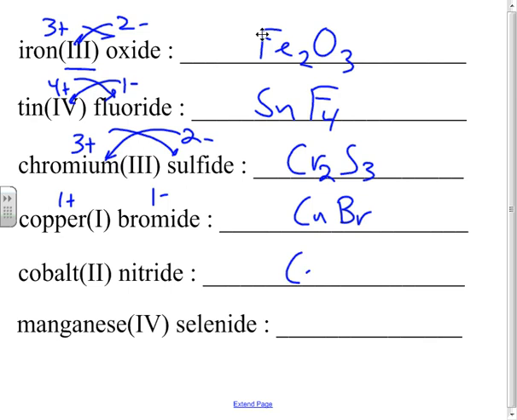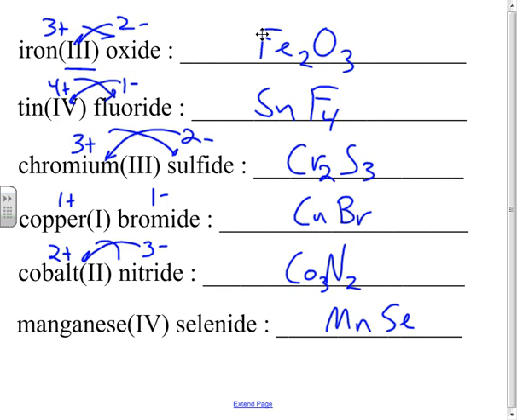Cobalt 2 nitride, so cobalt and nitrogen. Cobalt 2's got a 2 plus charge, nitrogen's got a 3 minus, and again switch, and so it is going to be Co3N2, and manganese 4 selenide.